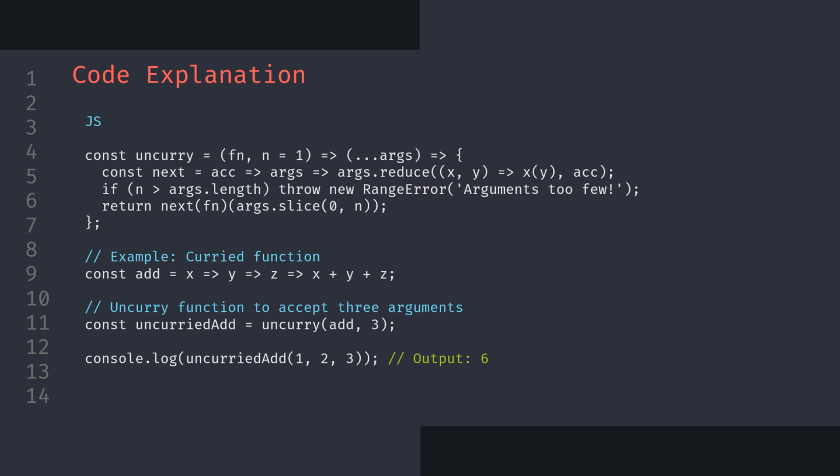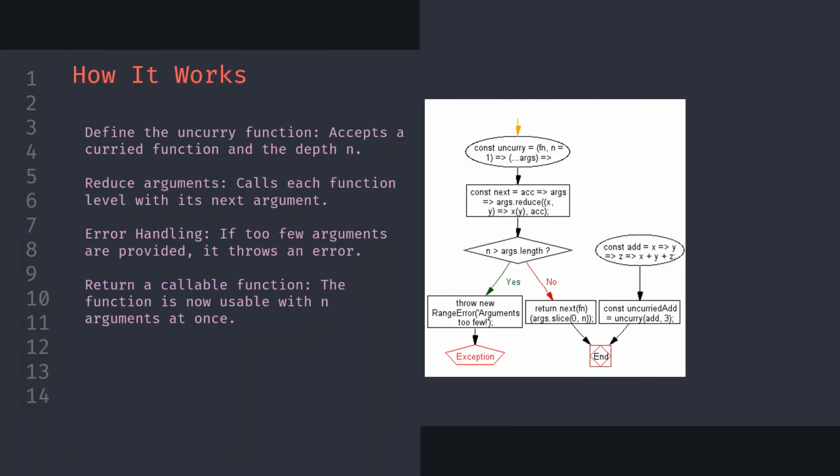This function takes a curried function and transforms it into an uncurried version by applying its arguments in sequence. The uncurry function reconstructs a standard function by applying arguments sequentially. If fewer than n arguments are provided, it prevents incorrect execution.